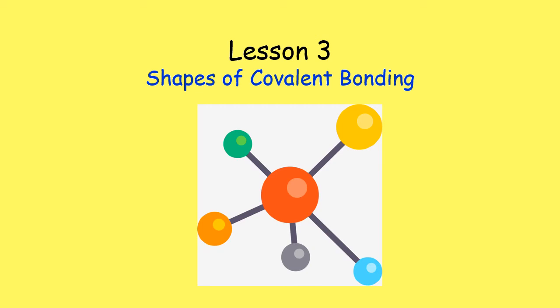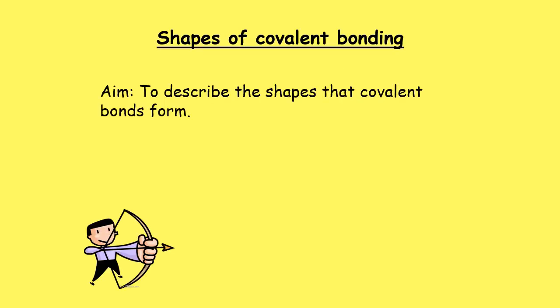So this is a National 4, National 5 chemistry lesson, and the topic is bonding, and specifically this lesson is about the shapes of covalent bonding. So your aim of this lesson is to be able to describe the shapes that covalent bonds form. So what shapes the molecules have that form covalent bonds.